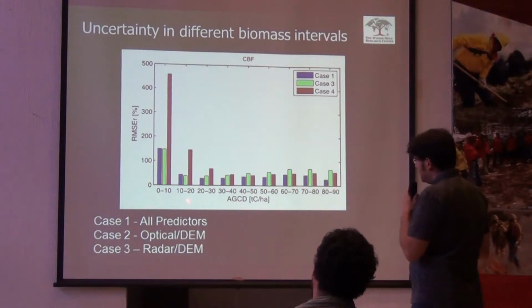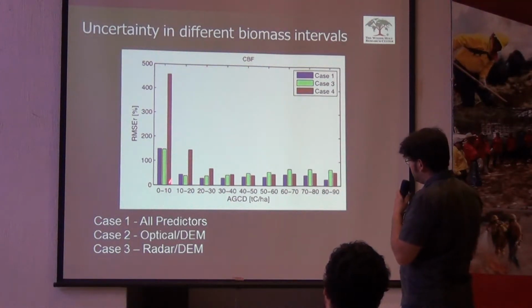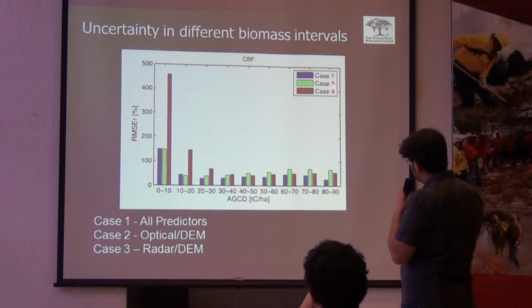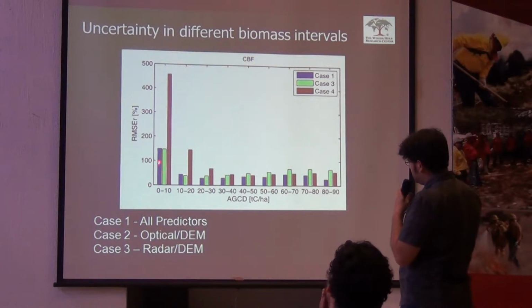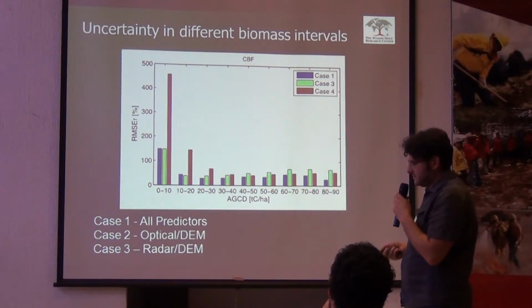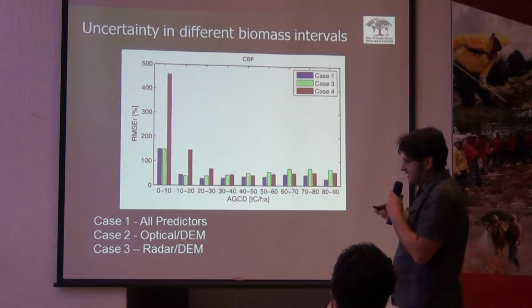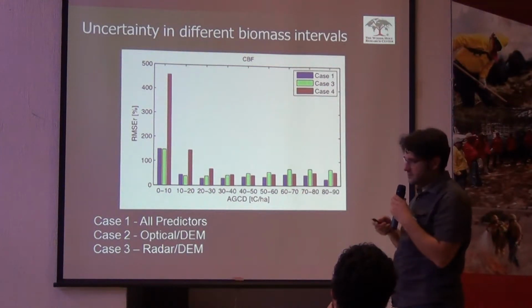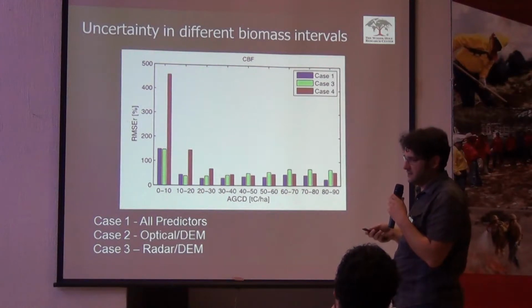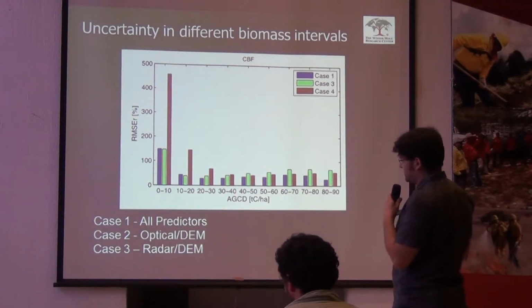In different biomass intervals, we see actually quite different retrieval accuracy. We only focus on case 1, which is the predictor combination we in the end used. The retrieval error was actually the highest in the case of very sparse forest with low canopy density, because basically when we have sparse forest, the structural diversity is much larger than for the dense forest canopy, for which we could predict the biomass much more accurately.